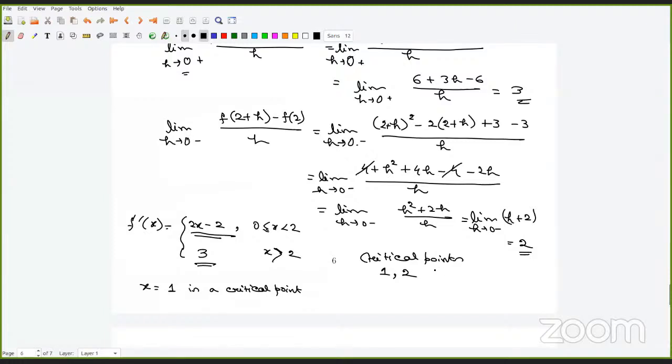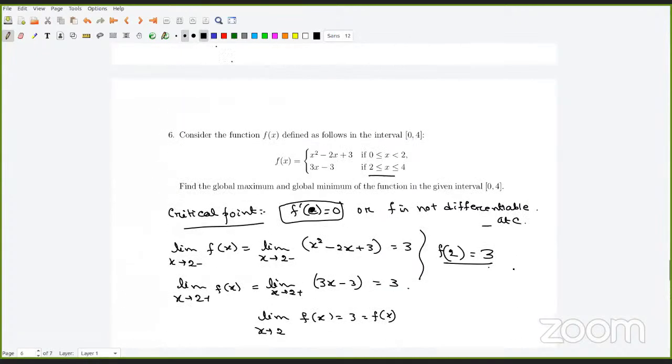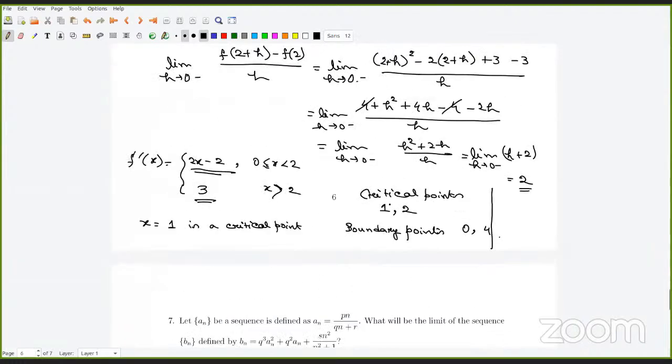And as we have to check for the global maximum and minimum, I have to include the boundary points. The boundary points are 0 and 4. So we have to check the function value at these points. There must be another point, isn't it? That is 2, which we got already. So 0, 1, 2, and 4. Yes, 2 is also included, because at 2 it is not differentiable. That's why we have included it. Okay?